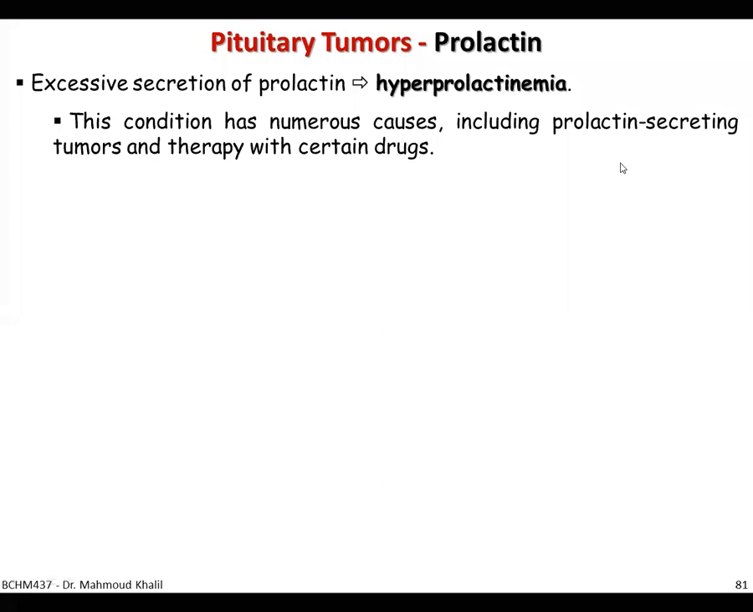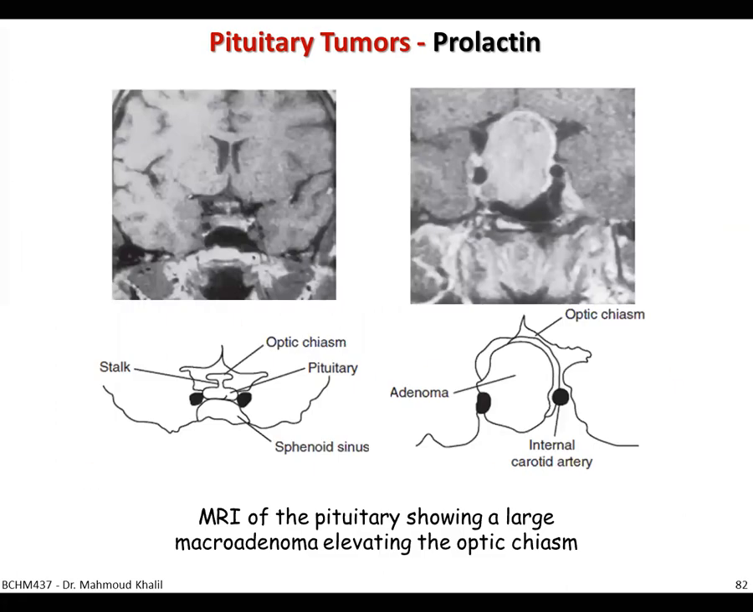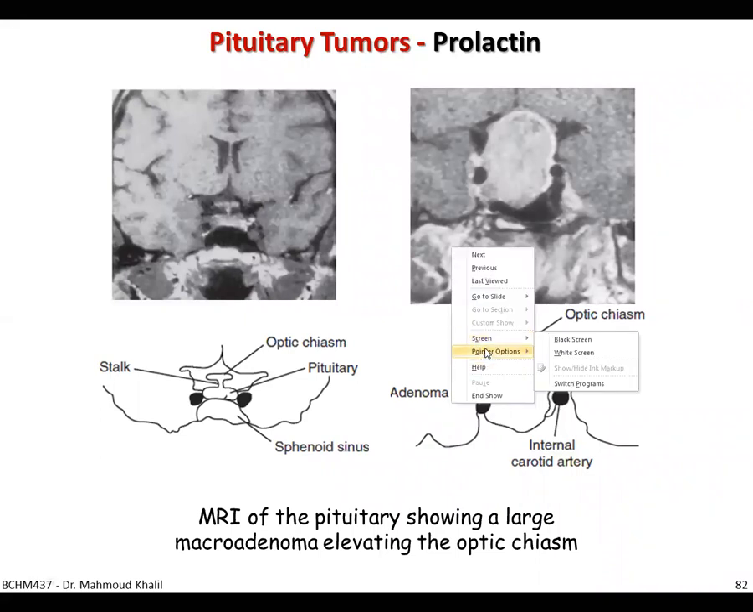Okay, last lecture we finished with a type of pituitary tumor due to hypersecretion, or excessive secretion, of the hormone prolactin. It's called hyperprolactinemia. And we have seen how a severe case of this pituitary tumor can result in pressure on the optic chiasma.